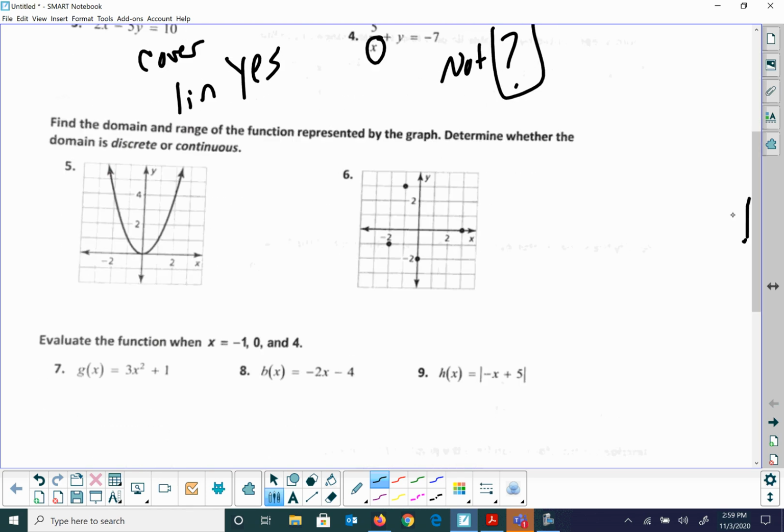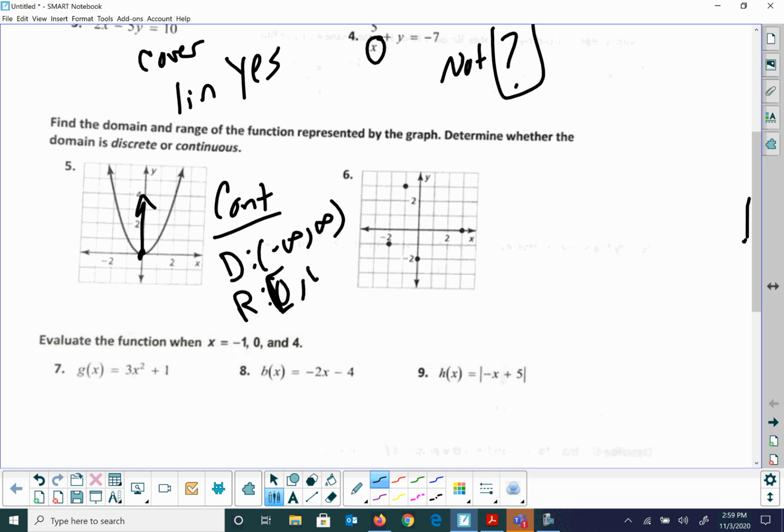All right, find the domain and range. Determine if it was discrete or continuous. So this is continuous on the first one. The reason it's continuous is it's a straight line. The domain is going to go forever left, right. So negative infinity to positive infinity. The range is going to go from 0, because we're starting down here, up to infinity. So I'd make a square bracket here, going to infinity, because I would include that point.